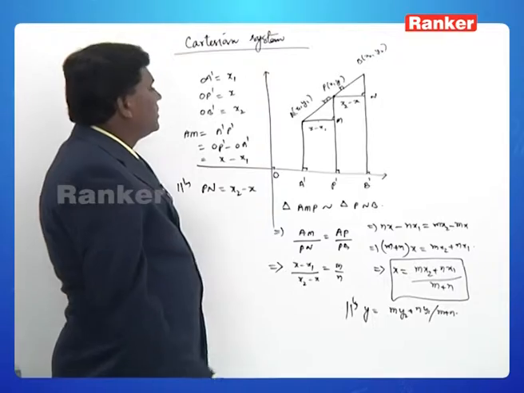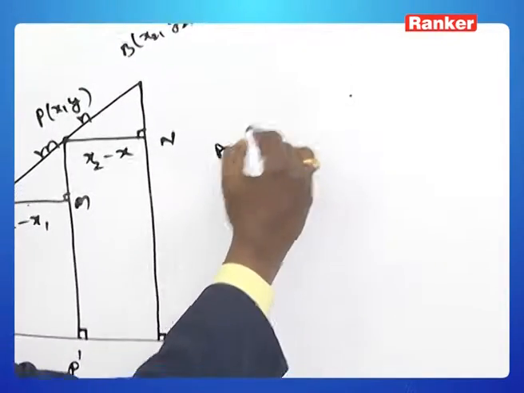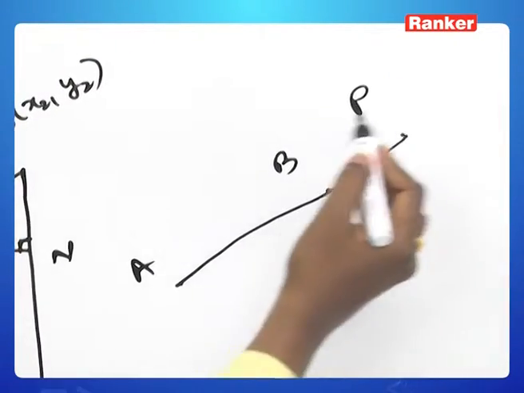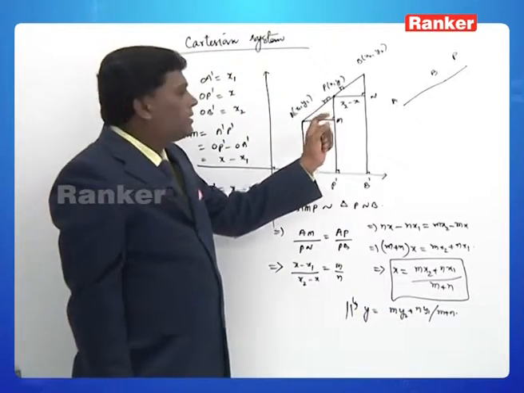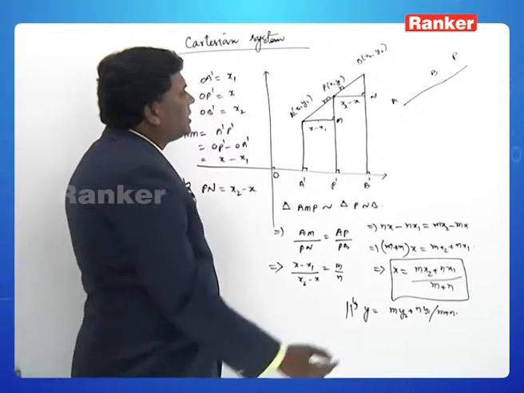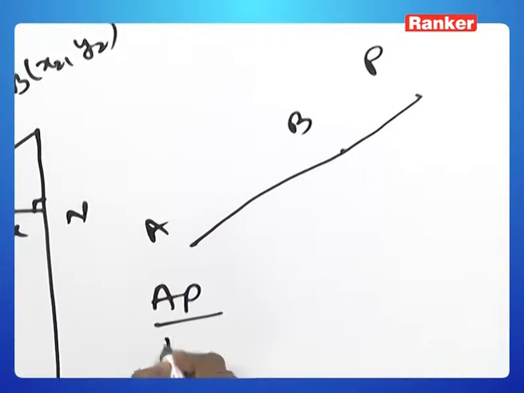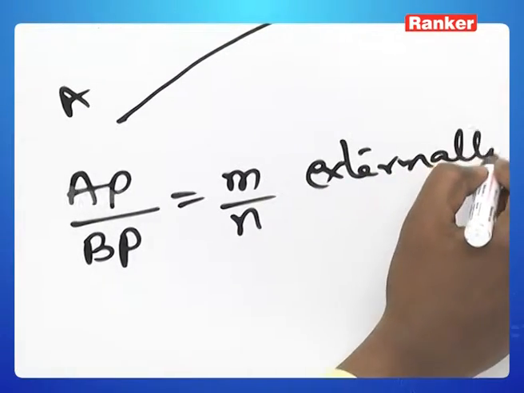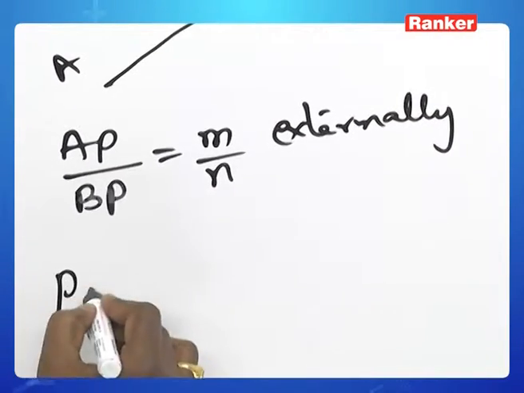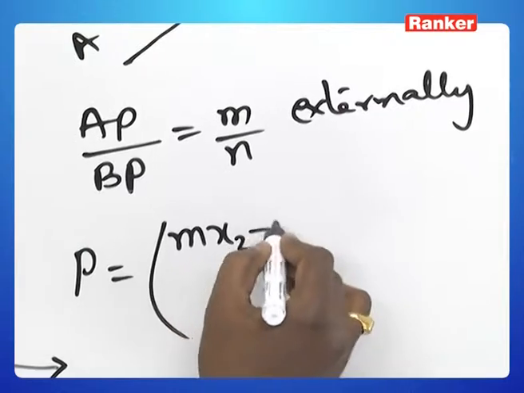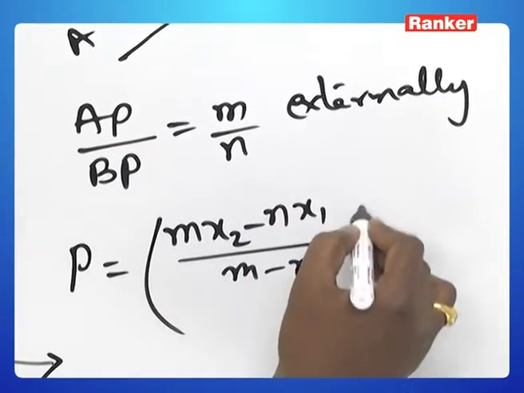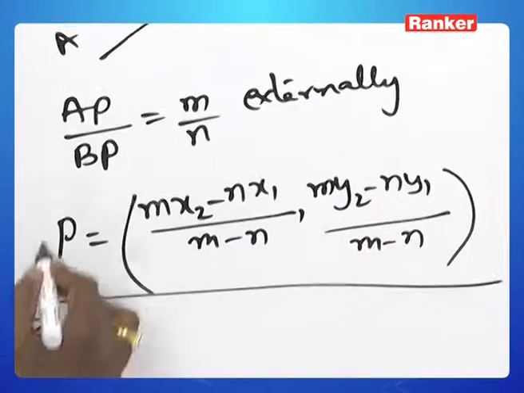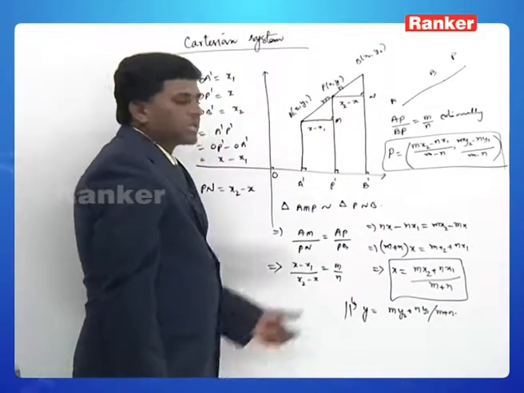In a similar way, if two points are divided by a third point in the ratio m is to n externally, if P is dividing AB in the ratio m is to n externally, that means AP by BP equals m is to n externally. In that case, we can get the coordinates of P as mx2 minus nx1 by m minus n, my2 minus ny1 by m minus n. This is taken as the external section formula.